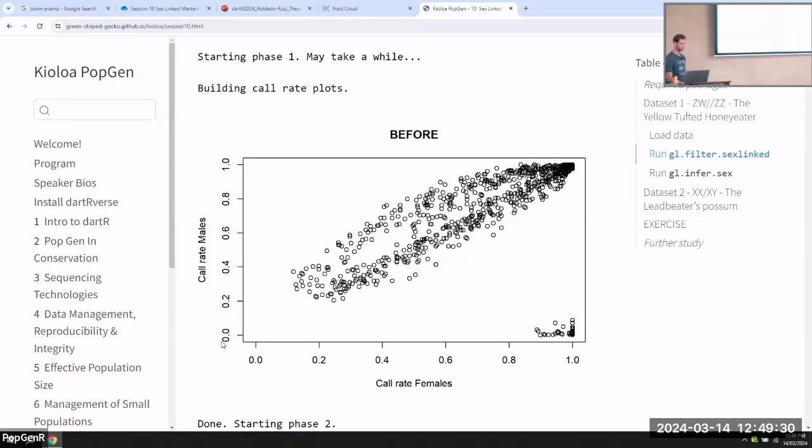If you have misidentified individuals in your data set, you might find a certain percentage of misidentified individuals, but that's very easy to find. As long as you're not at 50-50, where I don't know what's a male or a female, you should be able to get that. And this is the plot we get after it's filtered. So very nice straight line.